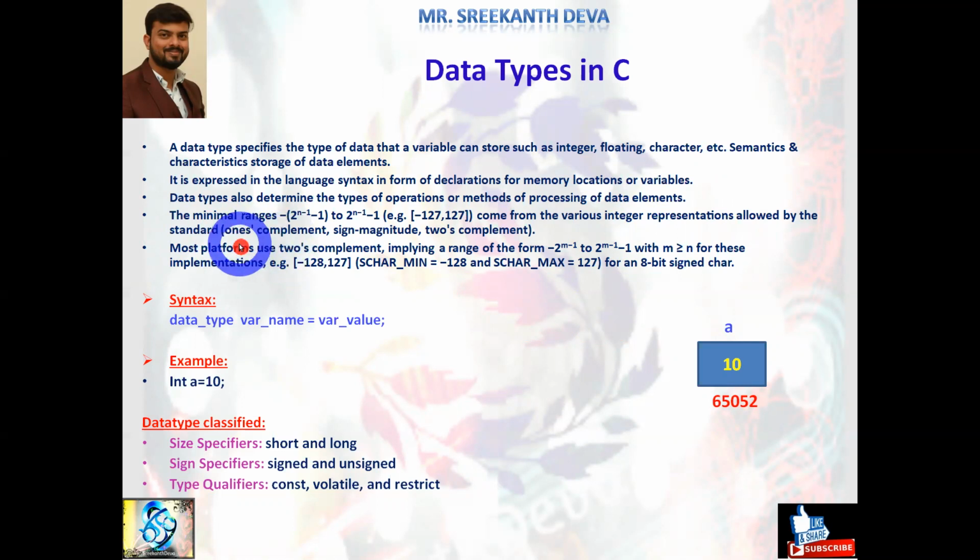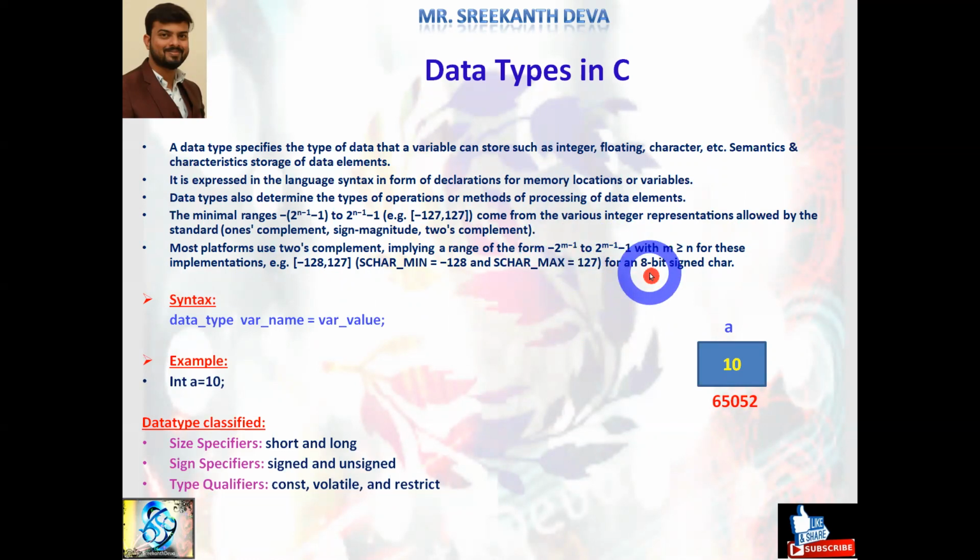Generally it follows 1's complement, sign magnitude, or 2's complement, but most platforms use 2's complement, implying a range of the form minus 2 to the power of m minus 1 to 2 to the power of m minus 1 minus 1, with m greater than or equal to n for these implementations. For example, minus 128 to 127, like it represents SCHAR_MIN and SCHAR_MAX, 127 for 8-bit signed characters. I explained in detail about bit representations, like what is a bit and how to represent a bit, in the previous video sessions.